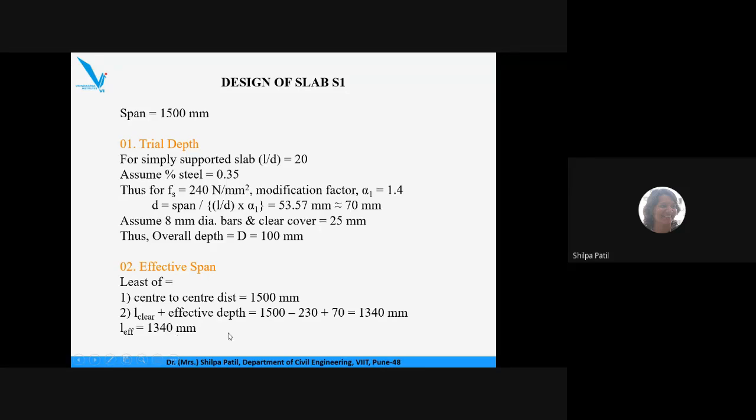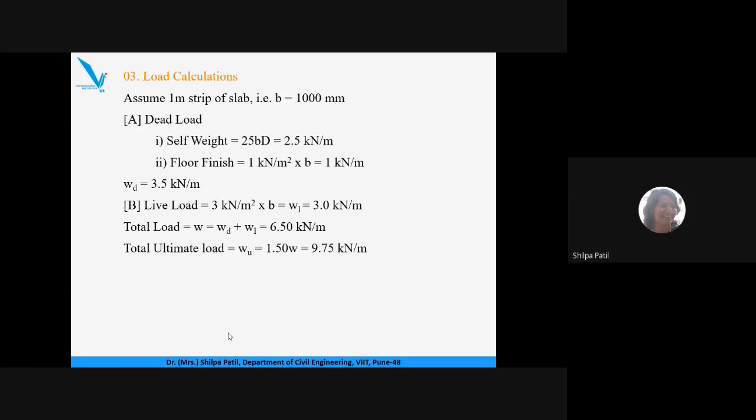Is it clear, this step? Yes, ma'am. Now going to the next step, that is load calculation. For load calculation, the slabs are designed always for 1 meter width. So we always assume a 1 meter strip of a slab and we consider the B value as always 1 meter, that is 1000 mm. And for that value, the load calculations are done.